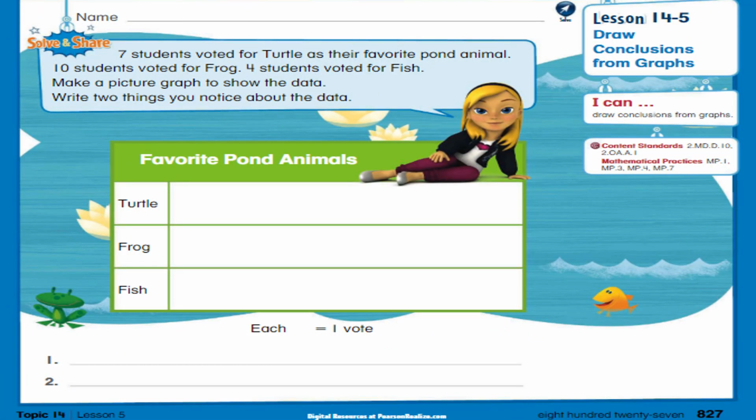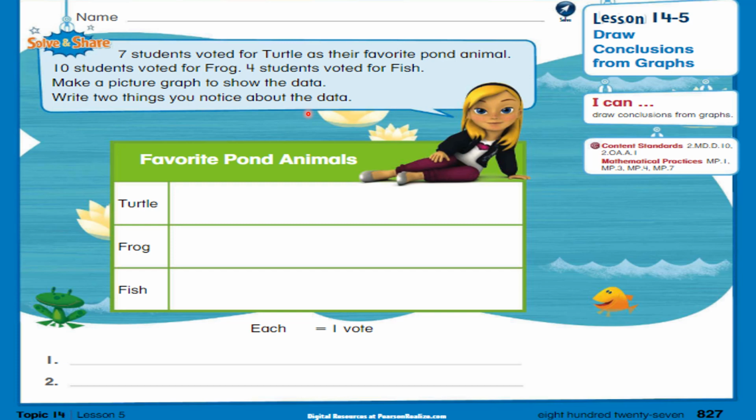Okay, so lesson 14.5, page number 827. Draw conclusions from graphs. 7 students voted for turtle as their favorite pond animal. 10 students voted for frog. 4 students voted for fish. Make a picture graph to show the data and write 2 things you notice about the data.